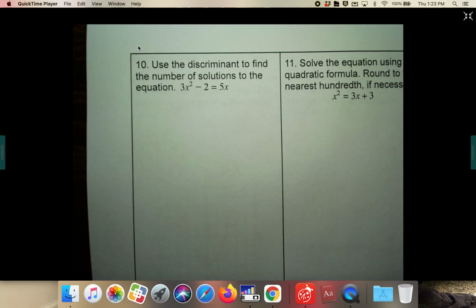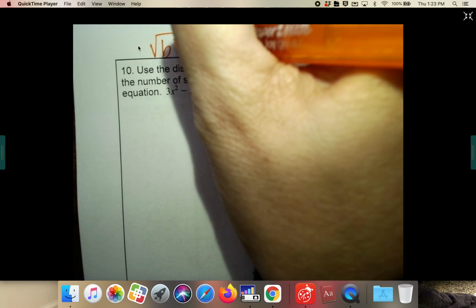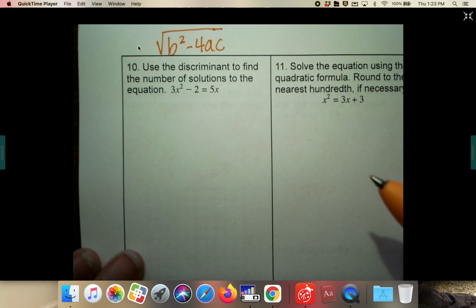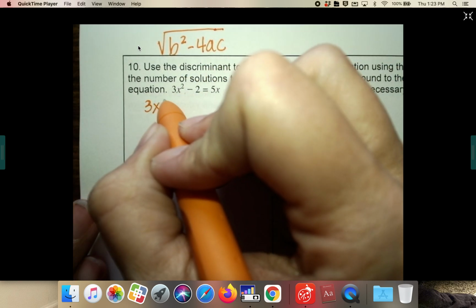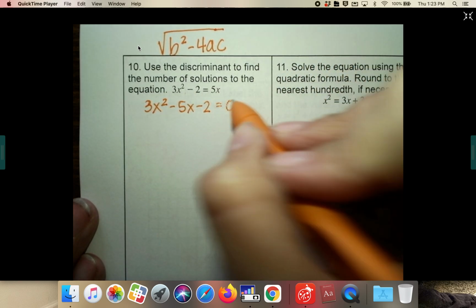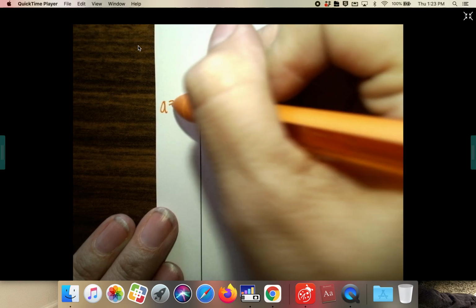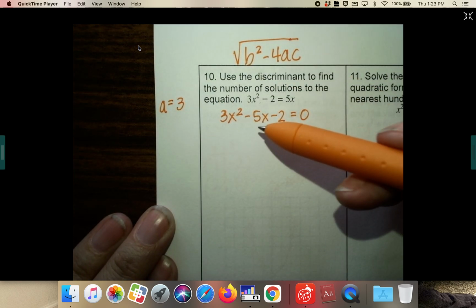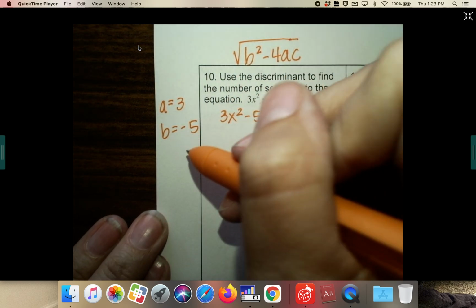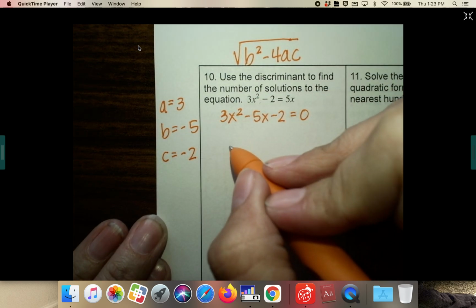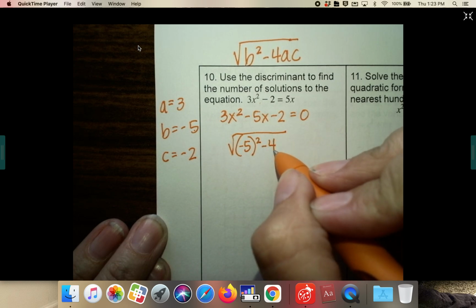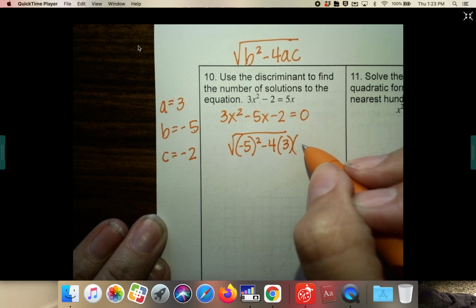Number 10 is more discriminant, so that is the square root of b squared minus 4ac. And once again, they're not in the correct order. So it would be 3x squared minus 5x, and then minus 2 equals 0. So my a is 3, my b is -5, and my c is -2. Okay, so the square root of b squared, which is negative 5 squared, minus 4 times a times c.